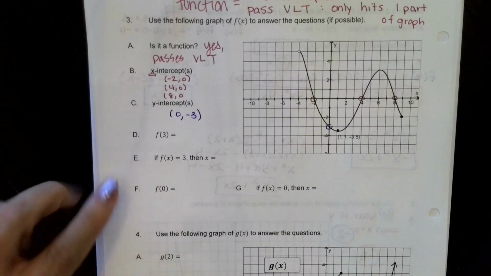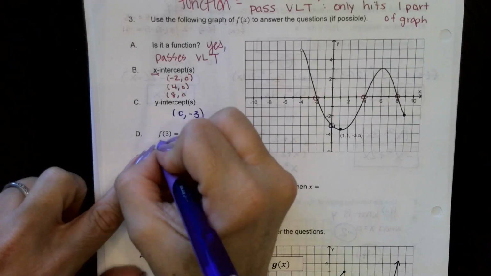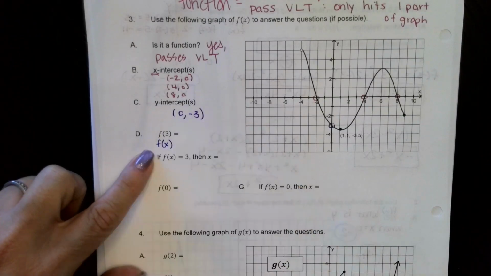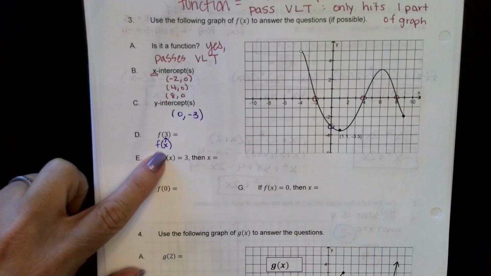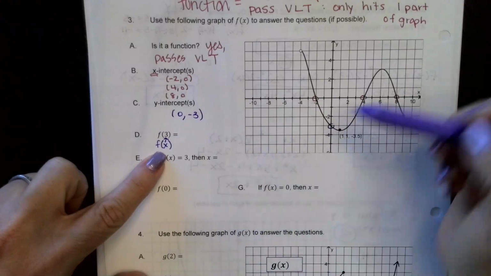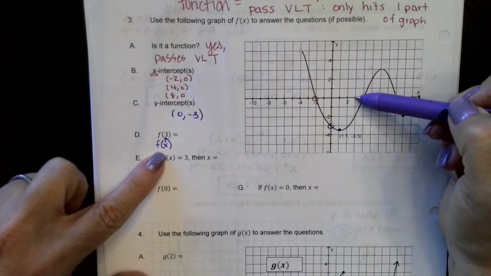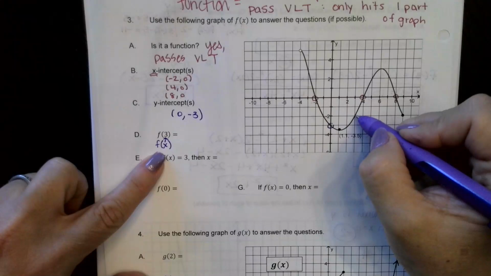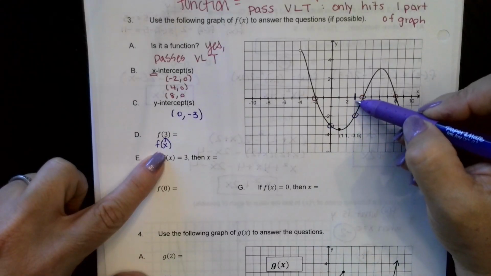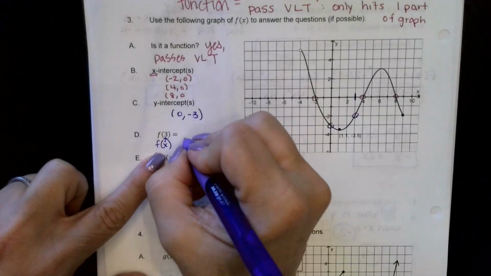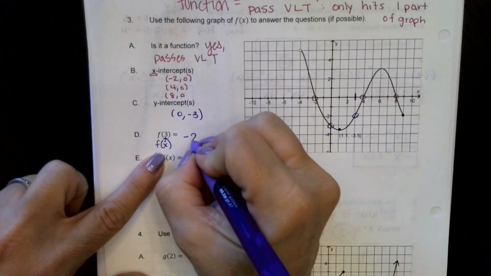Okay, so now we go into function notation. What I'm going to do right under this is write it this way, f of x, and hopefully you see that you want to know what y is when x equals 3. So I'm going to go over here to 3. I'm going to go down on my graph to find my y value. So when x equals 3, it's right here, down on my graph, and this is going to be -2.